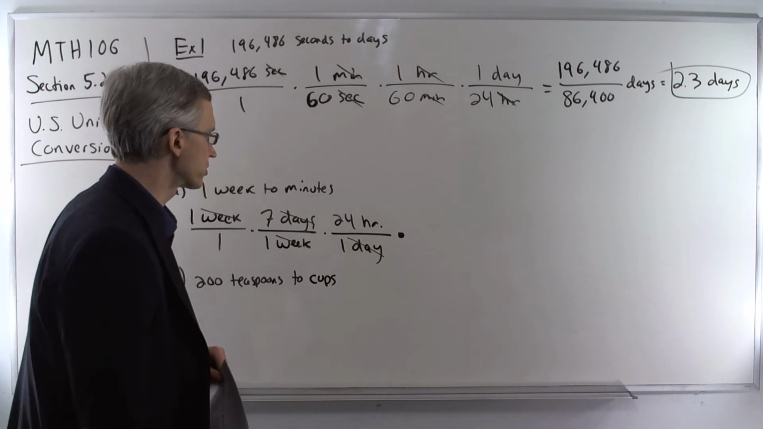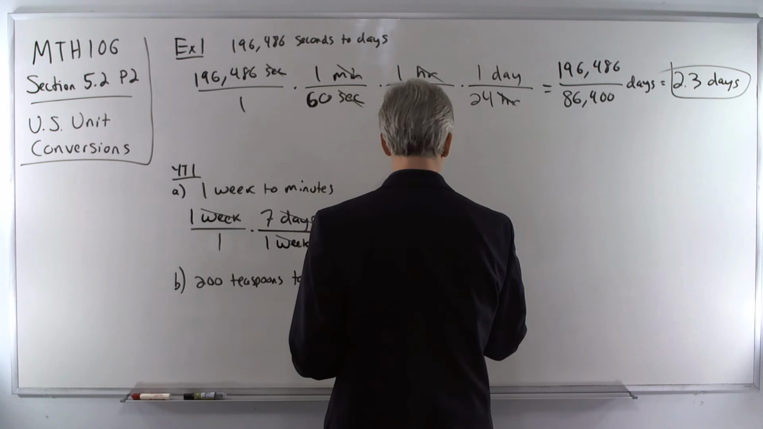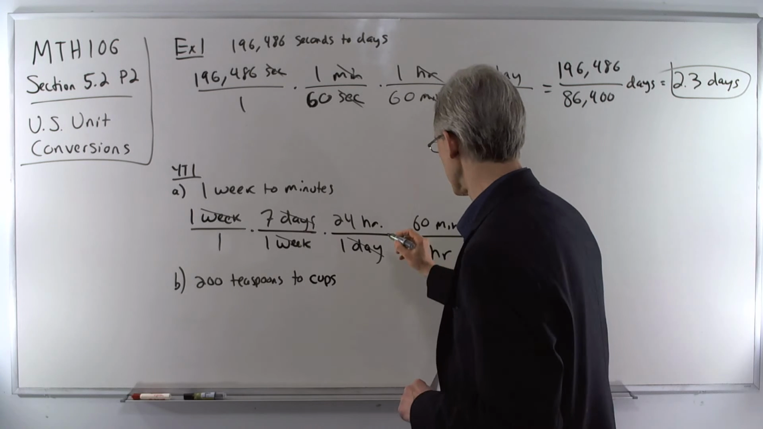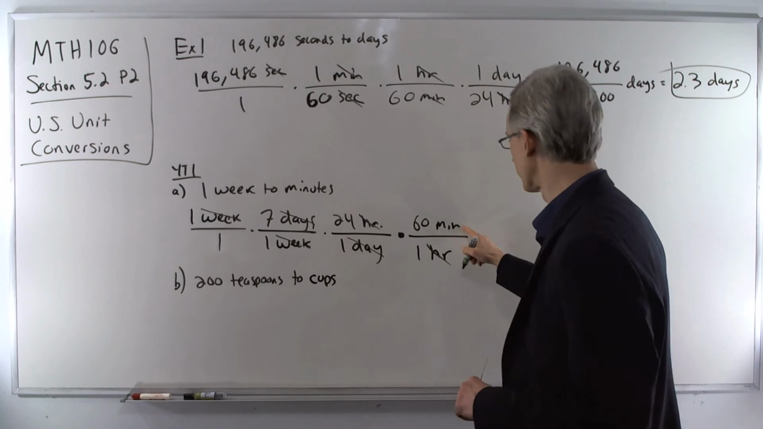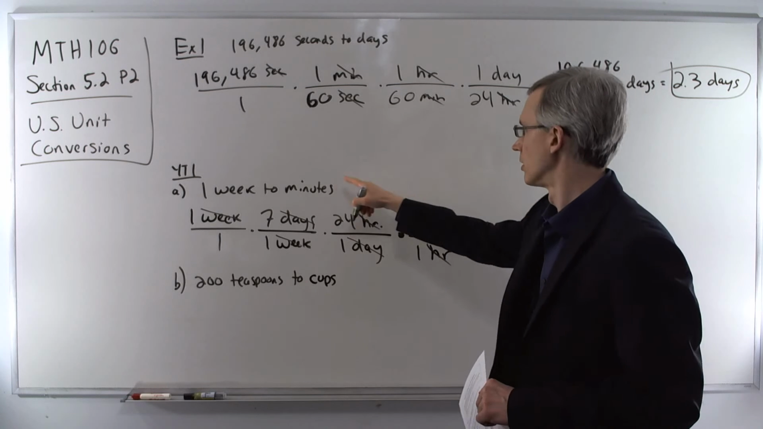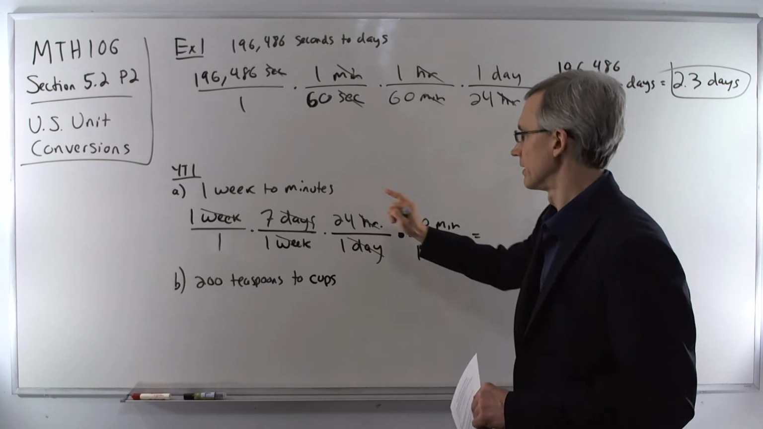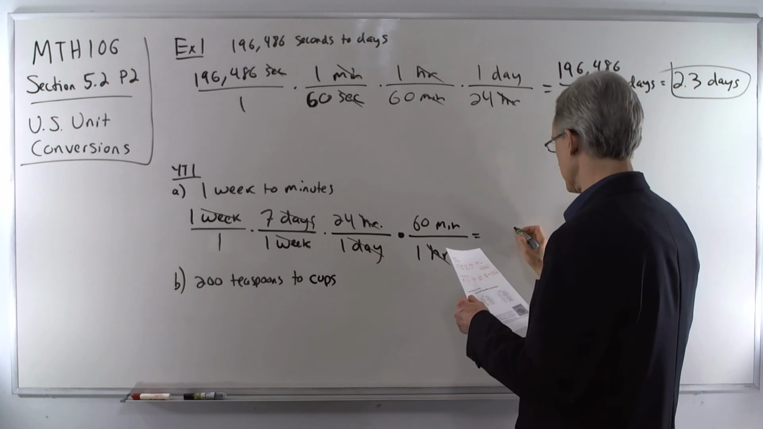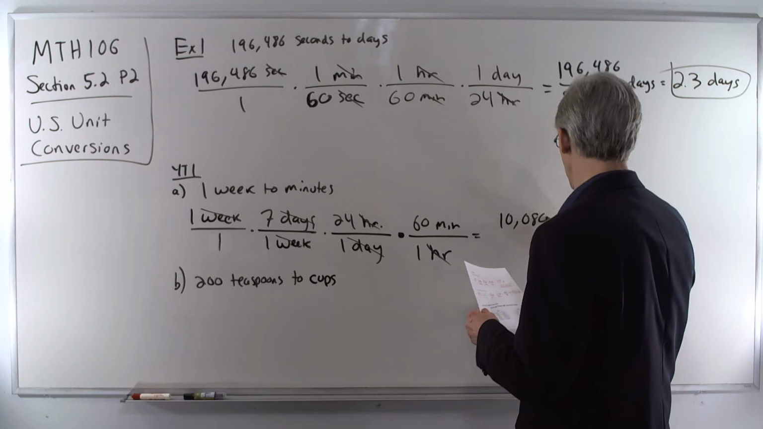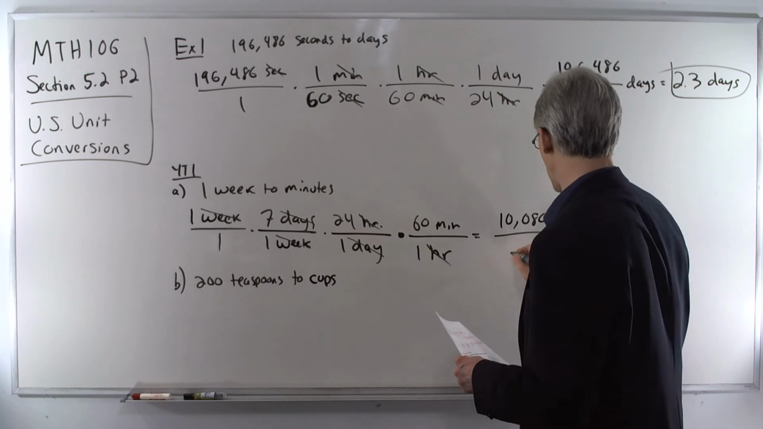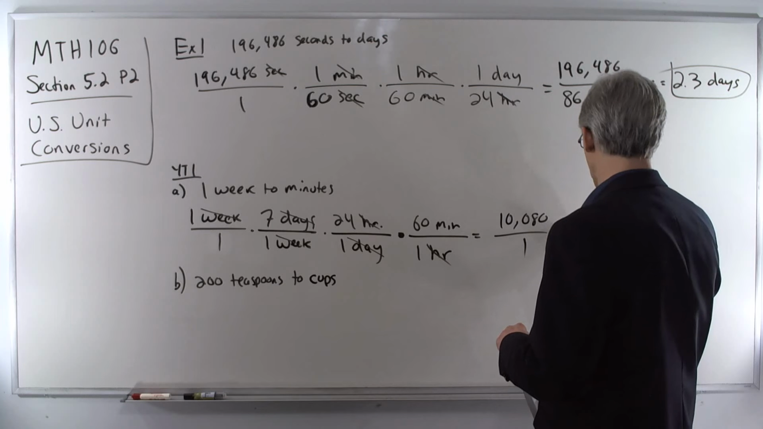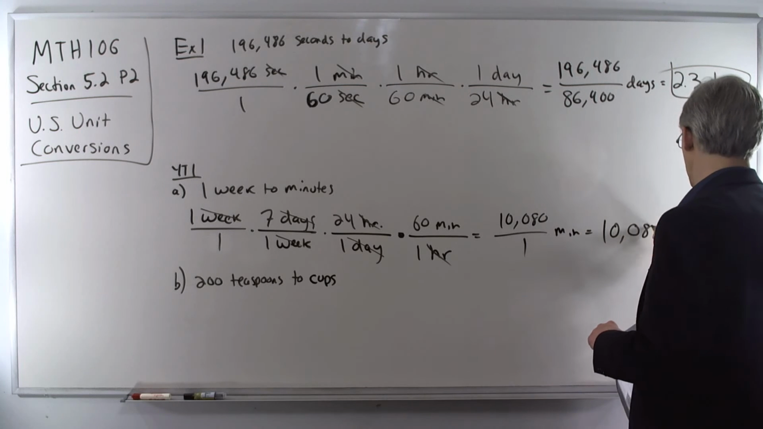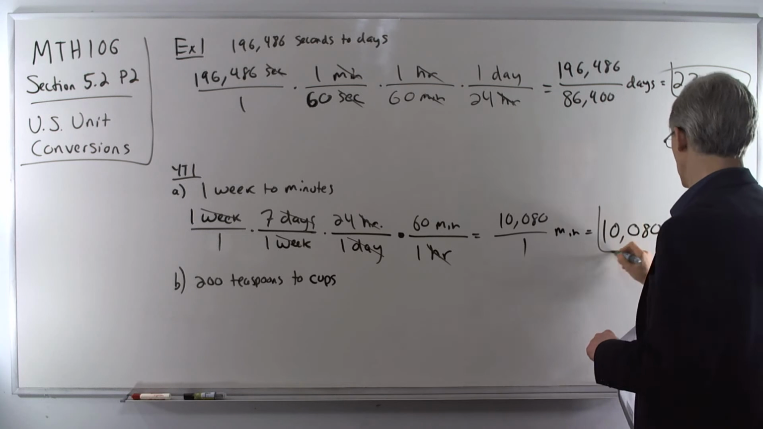Now we're going to go from hours to minutes. So 1 hour, 60 minutes. Hours cancel on top and the bottom. We're left with minutes on top, exactly what we're looking for. So we got it set up correctly. On top, we're going to do 7 times 24 times 60. That gives us 10,080. Multiplying straight across on the bottom, those are all ones. So we got 1. So that is 10,080 minutes in 1 week.